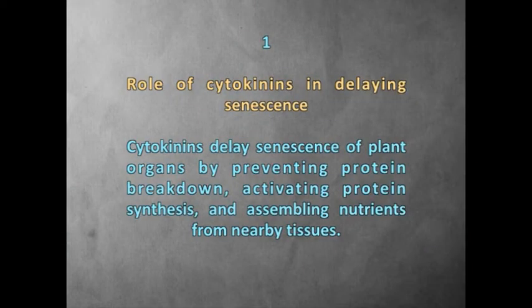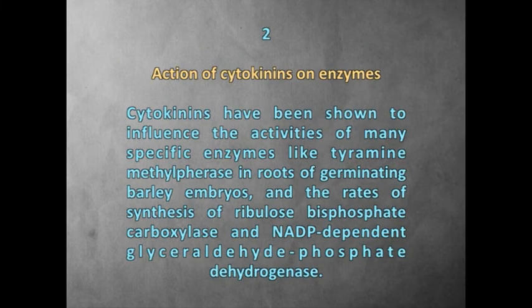Cytokinins are involved in many plant processes, and the mechanisms for their mode of action are: first, let us see about the role of cytokinins in delaying senescence. Cytokinins delay senescence of plant organs by preventing protein breakdown, activating protein synthesis, and assembling nutrients from nearby tissues. The next mode is action of cytokinin on enzymes.